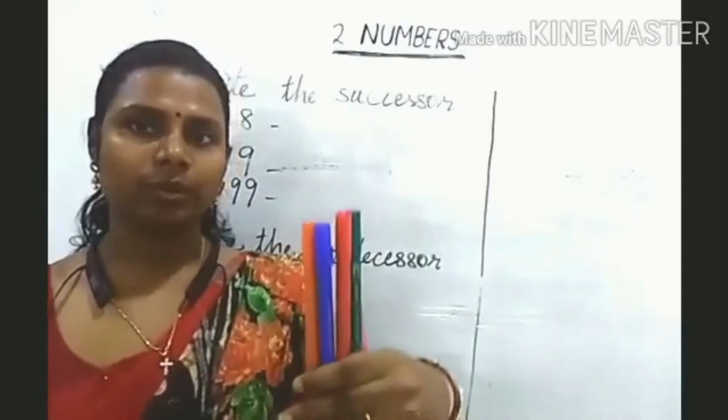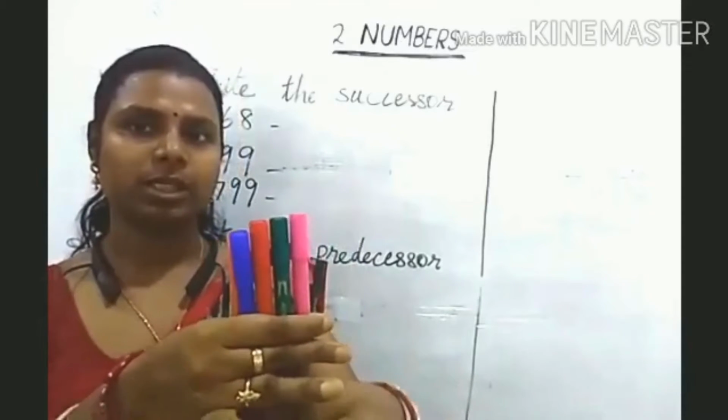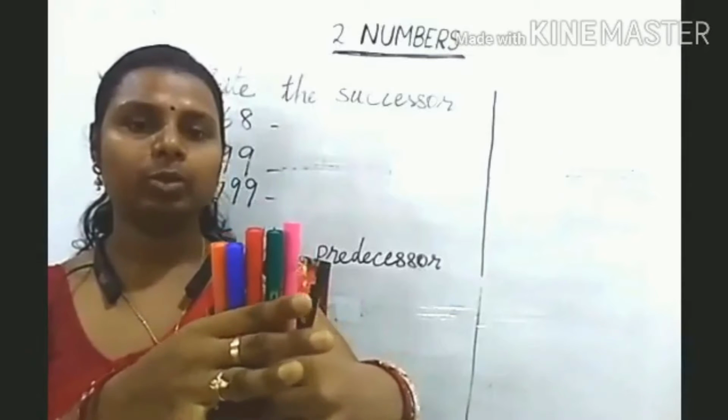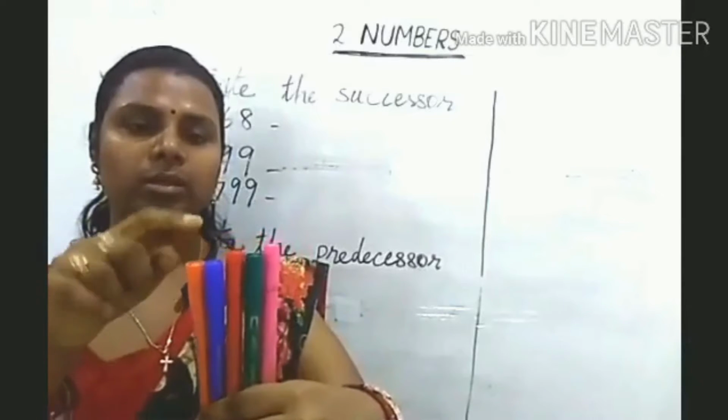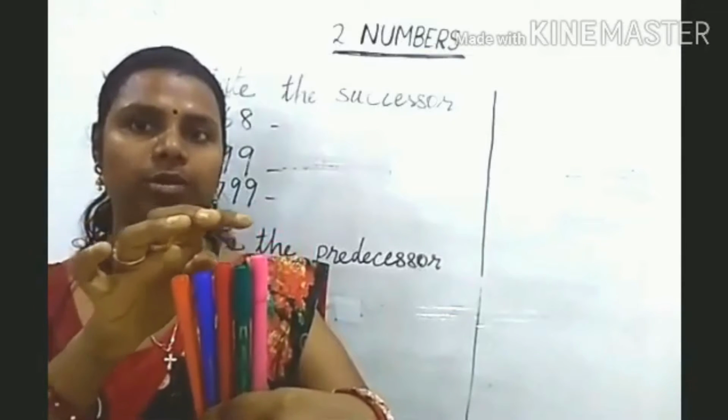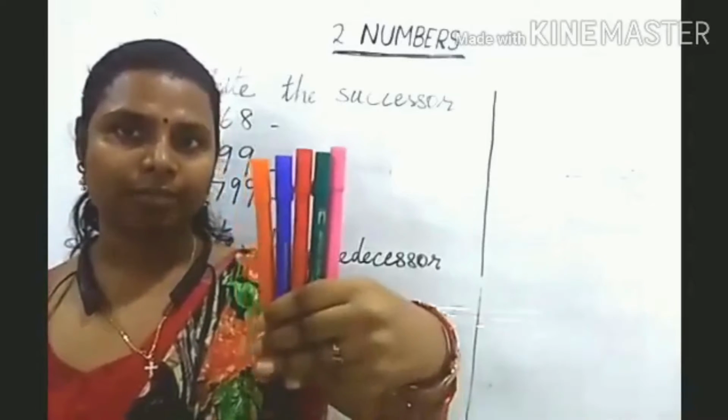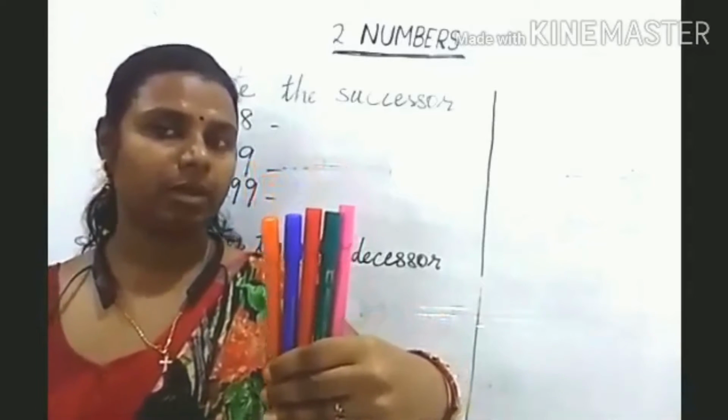The next topic we are going to learn is successor and predecessor. Now you can see sketch pens here. How many do I have? 1, 2, 3, 4, 5 sketch pens. I have here 5 sketch pens.